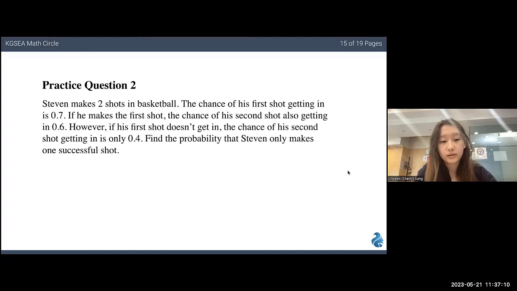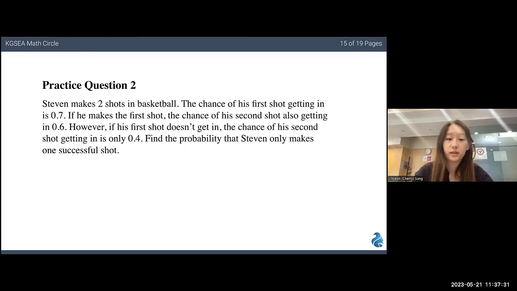Practice question 2: Steven makes 2 shots in basketball. The chance of his first shot getting in is 0.7. If he makes the first shot, the chance of his second shot also getting in is 0.6. However, if his first shot doesn't get in, the chance of his second shot getting in is only 0.4. Find the probability that Steven only makes 1 successful shot.